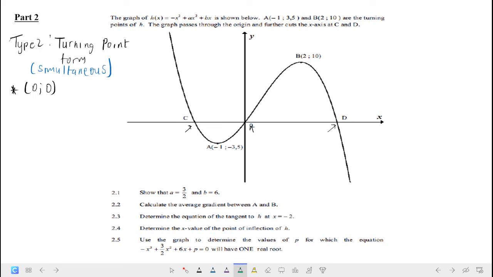So if you can shift this graph up, it means this graph will be able to touch the x-axis once, right? Now how can we find that? The easy way to find this is to look at these values here, the turning points, right?